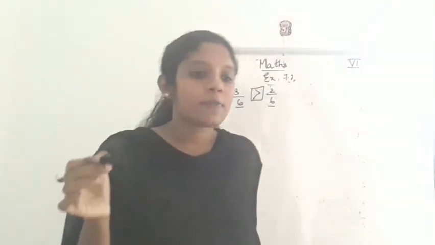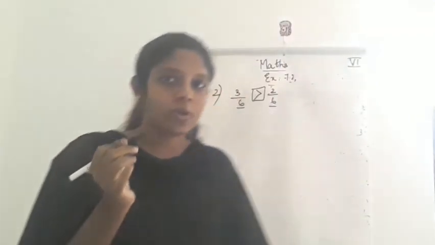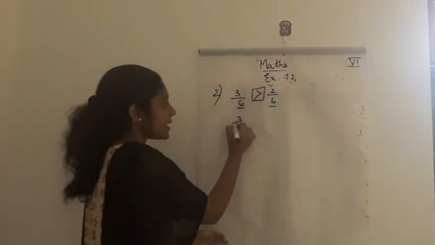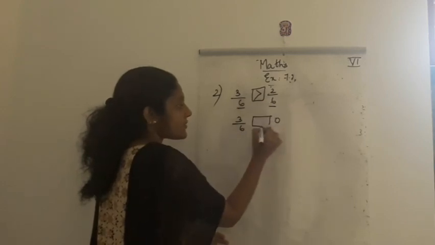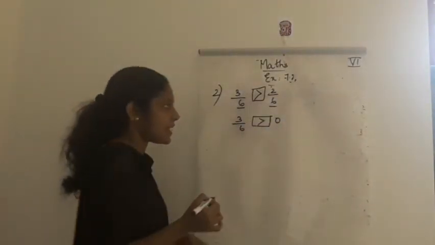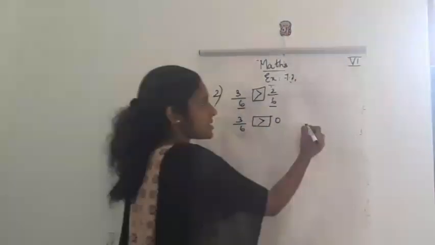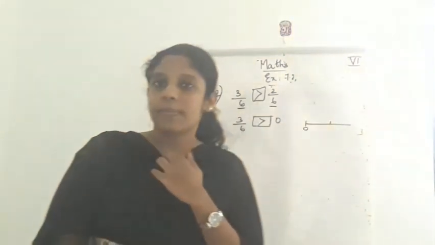Now the next question: 3 by 6 and 0. In this you can easily answer. Which is the greatest fraction, 3 by 6 or 0? Obviously 3 by 6 is the greatest fraction. When you represent it on a number line, 3 by 6 is represented after 0.